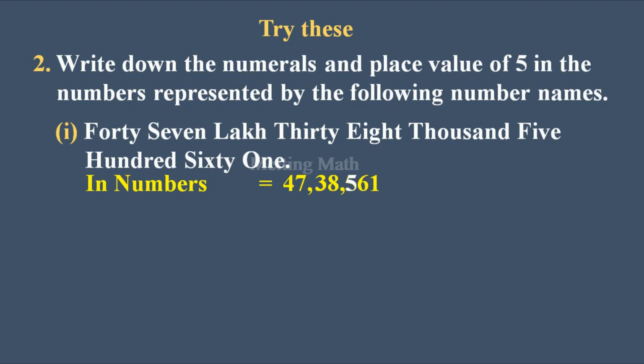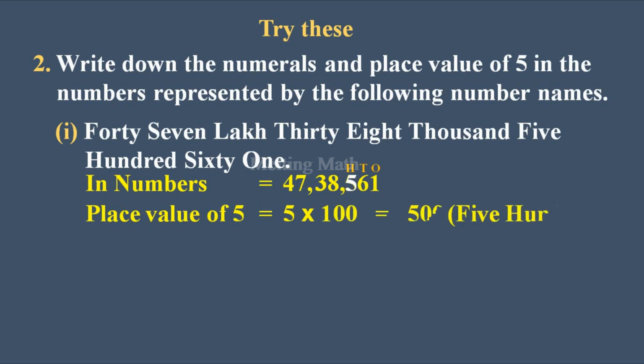Here the last digit 1 is in the ones place, next 6 is in tens, next 5 is in the hundreds place. So here 5 is in the hundreds place. So the place value of 5 is equal to 5 into 100, that is, the 5 is present in the hundreds place. So just multiply 100 with this 5. So we get 500. So the place value of 5 is 500 for the first question.